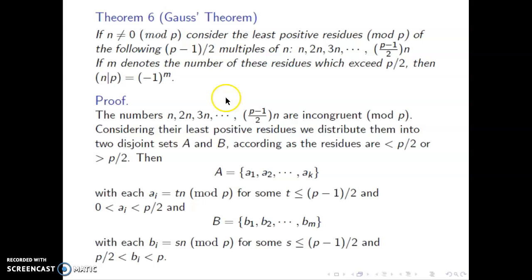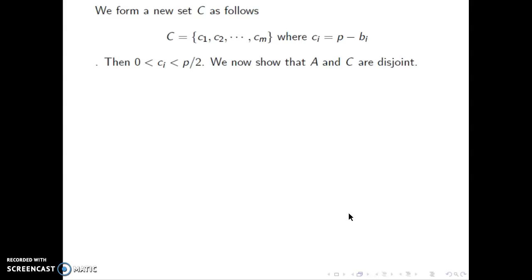In the course of proving this theorem, we define three sets A, B and C. A and B are the least positive residues mod p of the first (p-1)/2 multiples of n, and we place them in A or B according to whether they are less than p/2 or greater than p/2. And the set C is got from B by subtracting each element of B from p.